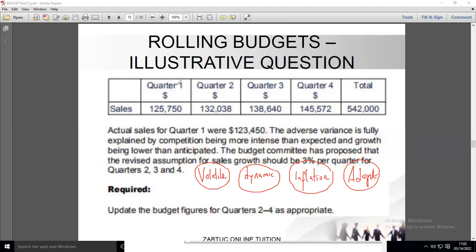Now there's a small question here. Quarter one, that was a figure. Quarter two, that was a figure. Quarter three, that's a figure. Quarter four, that's a figure. Total for the year, there we go. Actual sales for quarter one, we are at 1, 2, 3, 4, 5, 0.